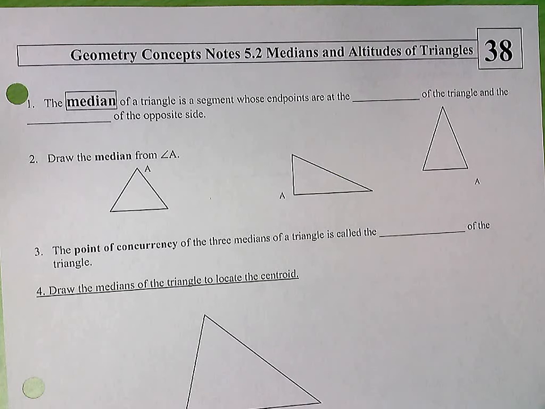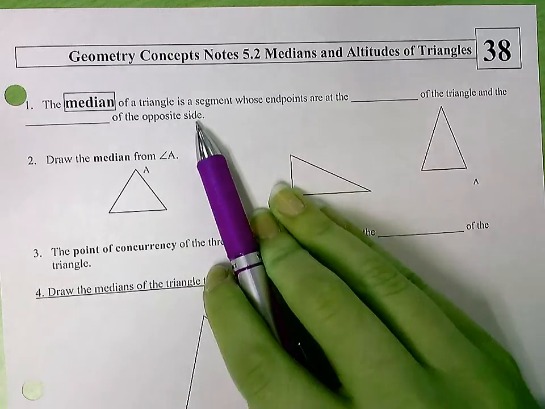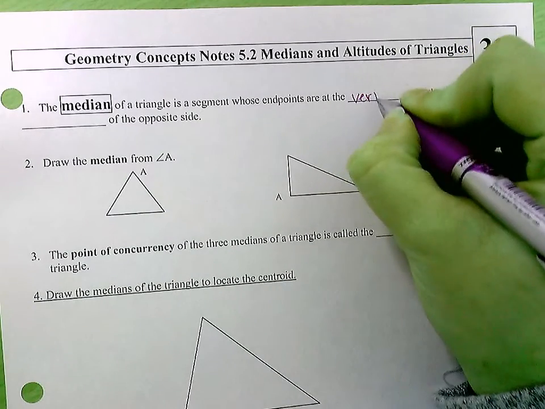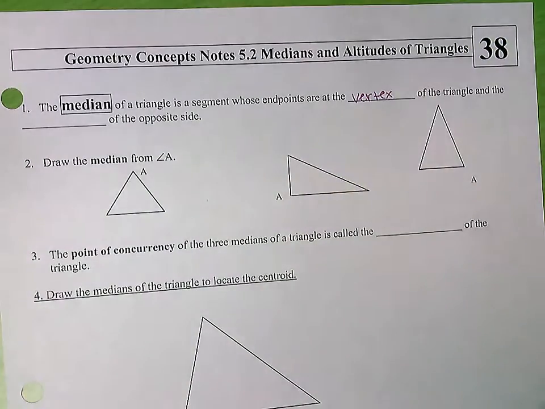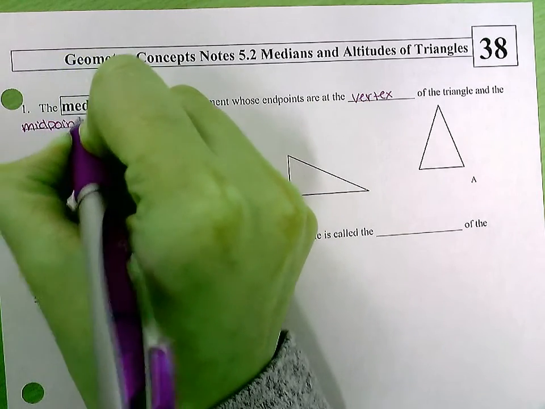Okay, those two segments are medians and altitudes. I'm not going to have you construct these two. We're just going to estimate so you can see where it's at. So the median of a triangle is a segment whose endpoints are at the vertex of the triangle and the midpoint of the opposite side.